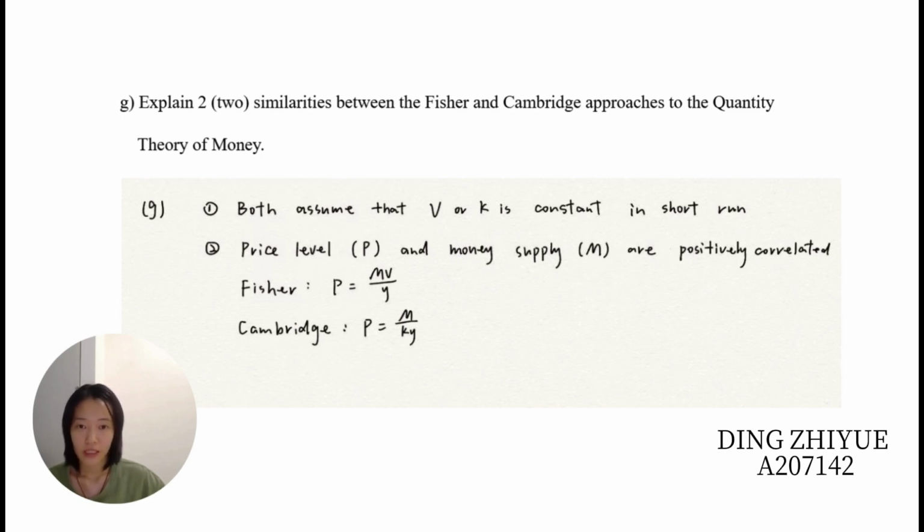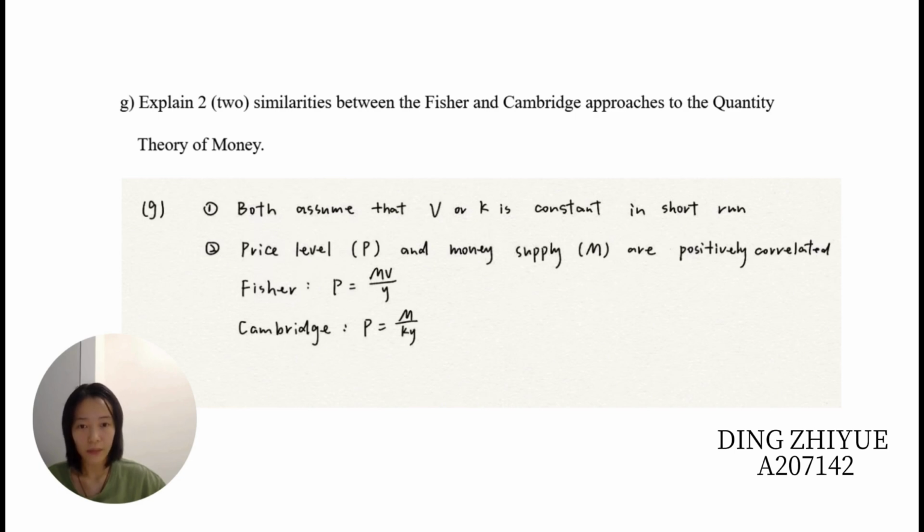For Fisher, the formula is MV equals PY. So if V and Y are constant, then P increases with M, which is P equals MV divided by Y.